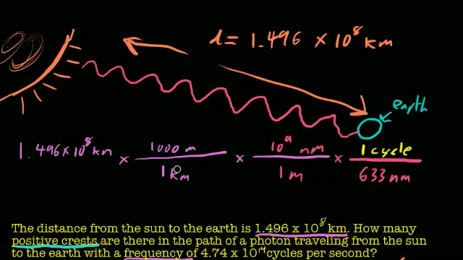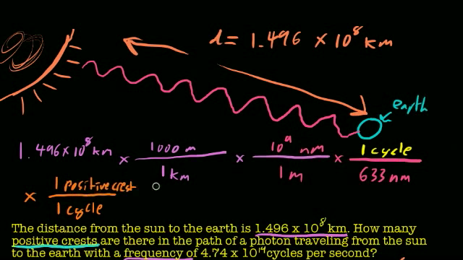And then the last thing that we could do, and this kind of rounds it off a little bit, is we could just finally say that for every one cycle, we also have one positive crest. And that's pretty much it. Essentially what we've done is we've divided this distance that we have, this 1.496 times 10 to the 8th kilometers, this distance between the sun and the Earth, by this distance which encompasses one cycle of this wave.